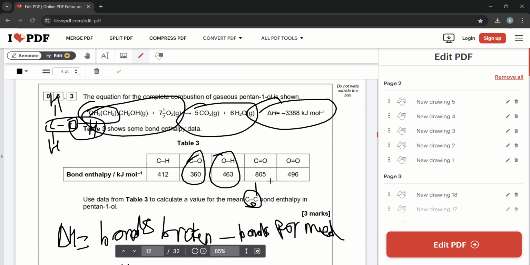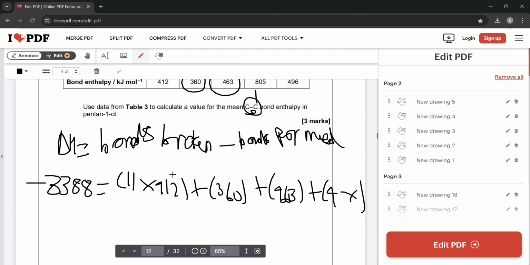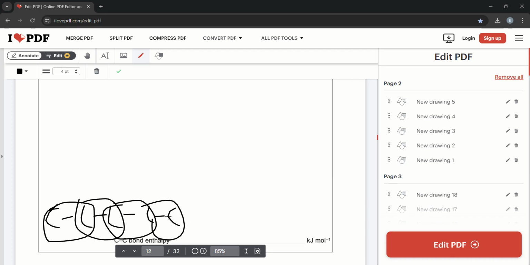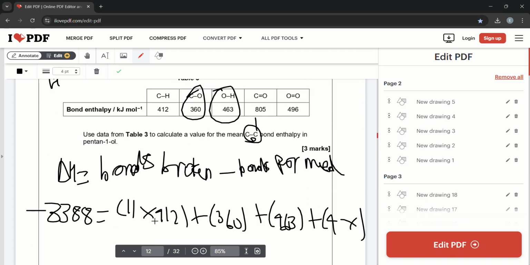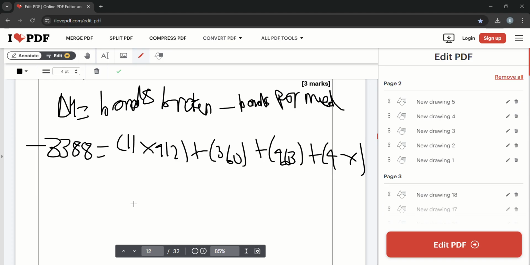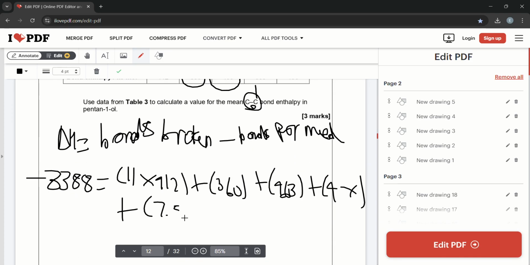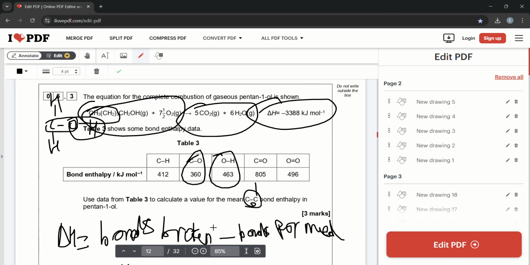So it's going to be plus 4x, because if you think about it, that's 1, that's 2, that's 3, that's 4 CC bonds. Plus 4x, plus 7.5 times 496, where 496 is the O double bond O.